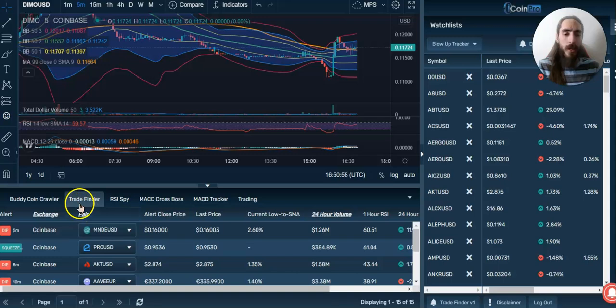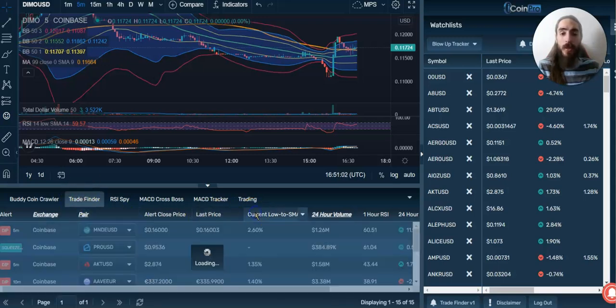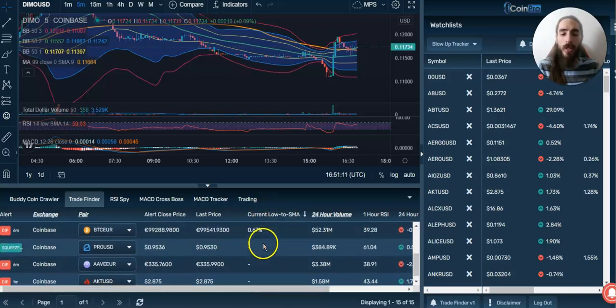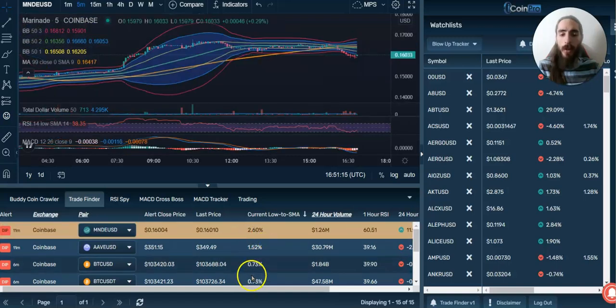Okay, now we're going to do Trade Finder. So here's another section to find trades. So we click right here, and we do the same thing. We click on Current Low to SMA twice, and then I'm going to sort by Current Low to SMA. But then once I'm here, I'm just going to worry about everything above 2%. So I'm not going to even look at these.